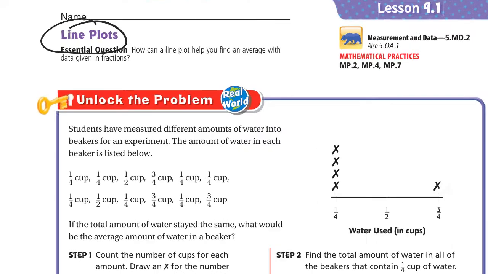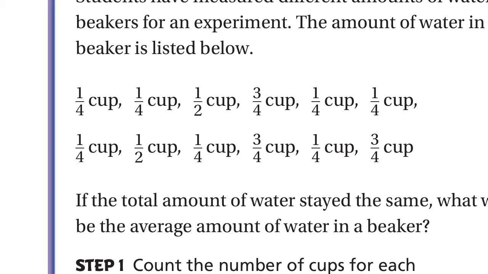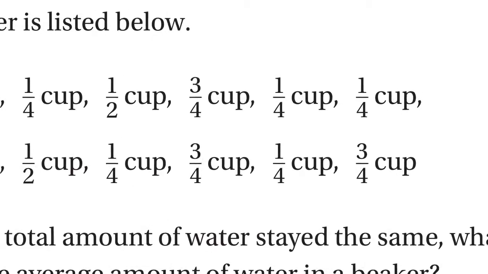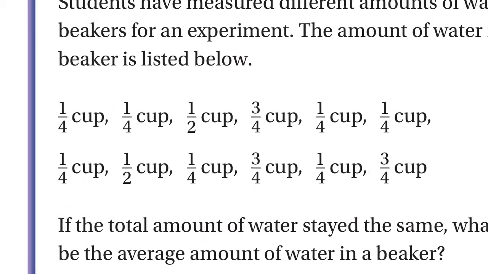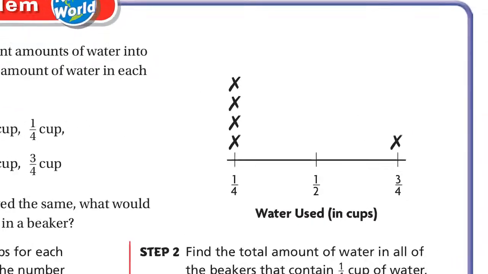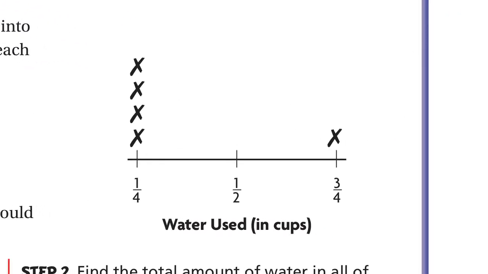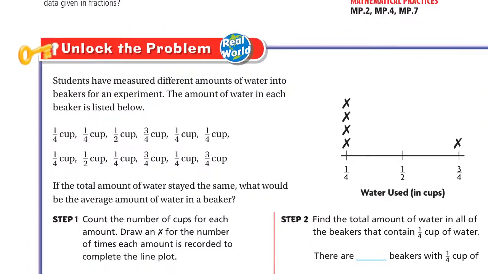So here we have a scenario where students used different amounts of water. A quarter cup, a half a cup, a half a cup, 3/4, a quarter. So different amounts of water were used in a beaker. And what they started to do is make a little chart of the amount of water used. So I'm going to finish the chart for them.